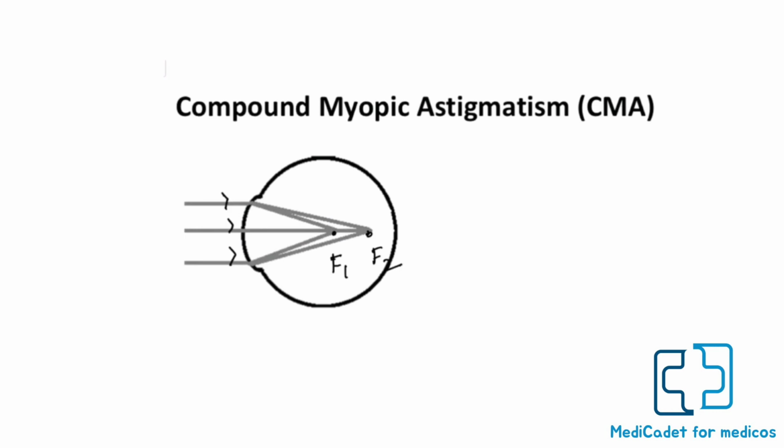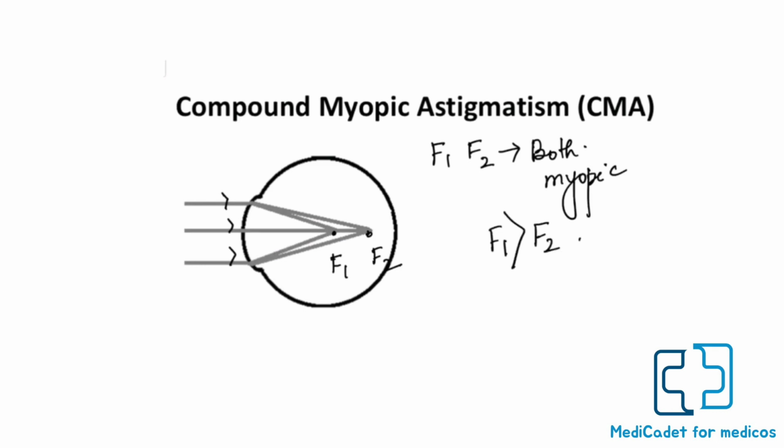But both the axes here are defective, unlike simple astigmatism where only one axis is defective. Here both axes are defective. We had learned that F1 and F2 are both myopic, but F1 is more myopic than F2. Correct? Remember, both F1 and F2 are myopic, but F1 is more myopic than F2. This is one way of looking at it. Now I'll tell you another way of looking at the same image.